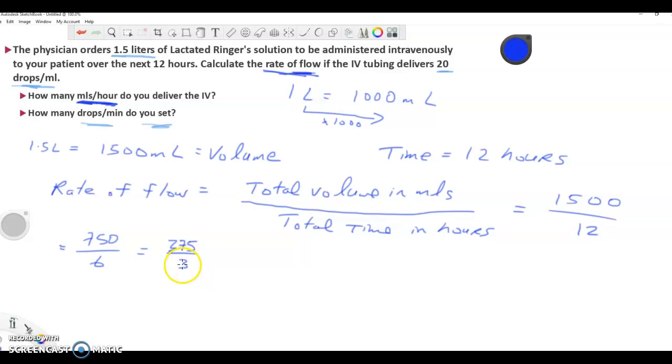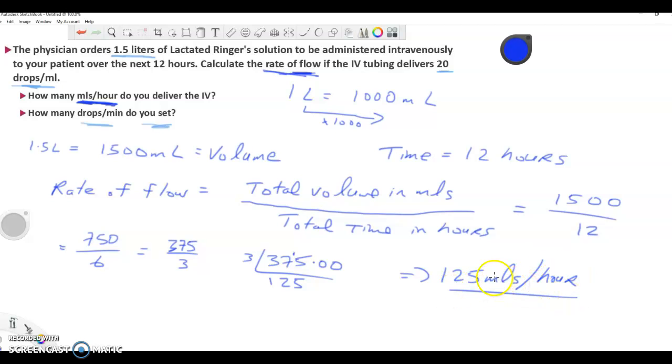And now we just divide 375 by 3. We might add on a couple of decimal points and a few zeros there. 3 into 3 goes once. 3 into 7 goes twice and 1 over. 3 into 15 goes 5 times with no remainder. So, how many mils per hour? We get 125 mils per hour. And that's the rate of flow. The rate of flow is 125 mils every hour.